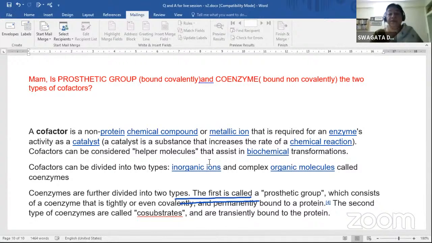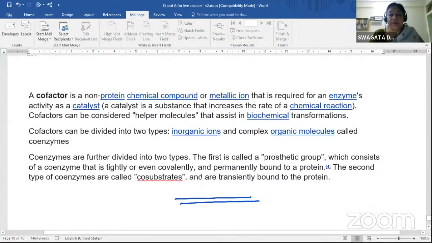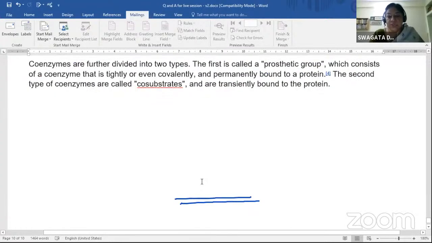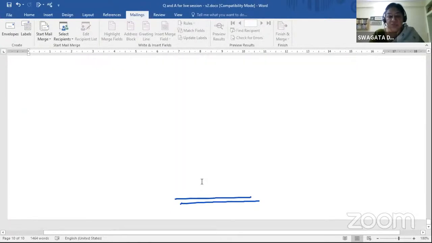So they can bind very tightly. They can also bind transiently. Whether it is covalently bound or not would depend upon the type of reaction that occurs. That would tell us whether this is a prosthetic group that would be bound covalently or a coenzyme that is bound non-covalently in this case. So that would end the ones that we have had so far.